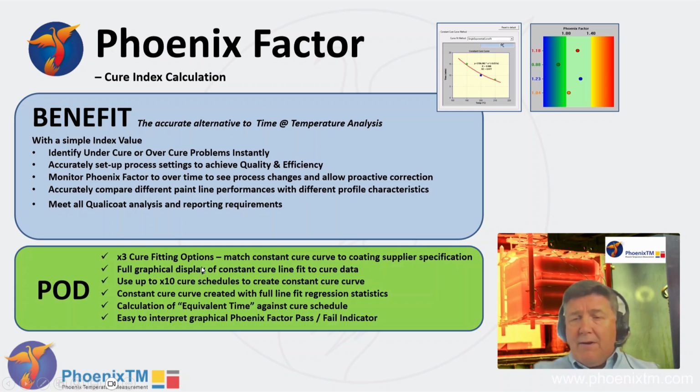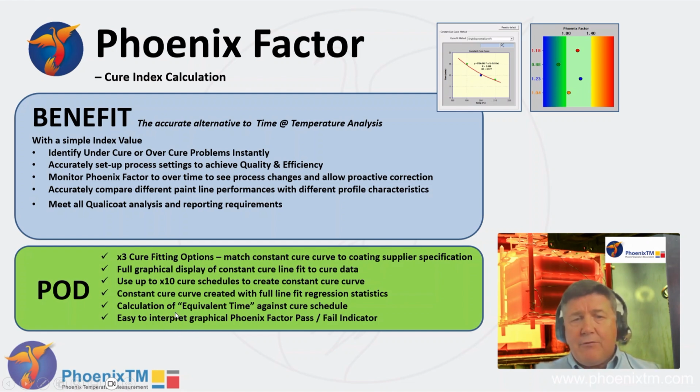The software has been uniquely developed to give you full flexibility over controlling the Phoenix factor calculation with 3 cure fitting options, a full graphical and numerical display of how the line fits to the data. You can use up to 10 cure schedules if you wish, but in most cases people will use 3. The constant cure curve created will show you the actual regression statistics for the line to see whether it is the best fit to the data that you're using.